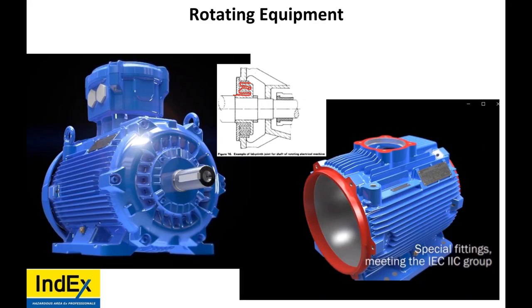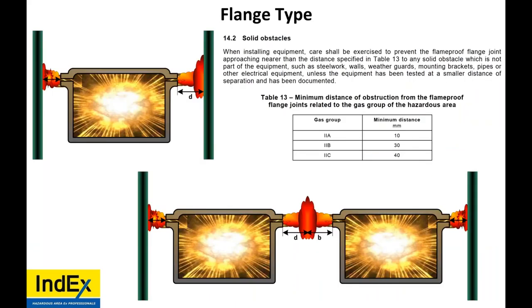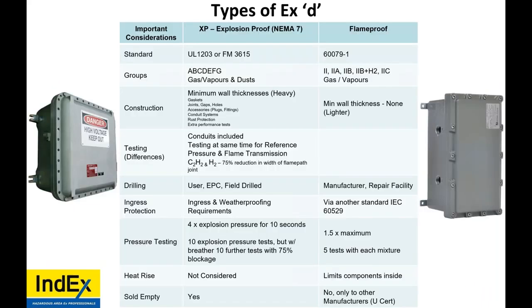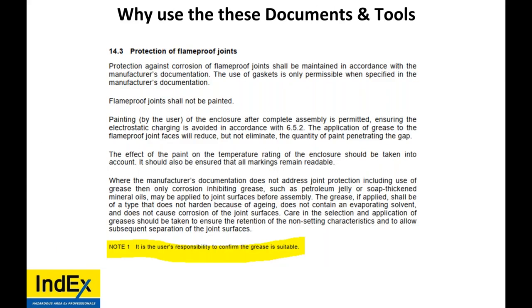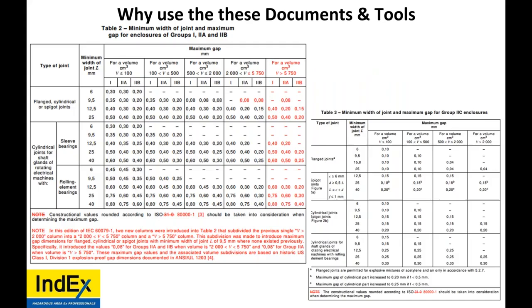That is correct. Are EXD light fitting enclosures tested the same as EXD other enclosures? Well, there's different test requirements depending on the gas type and the overall volume of the enclosure. So these tables talk about the widths and everything. So it comes down to the gas type, yeah, primarily, and also the construction of it.